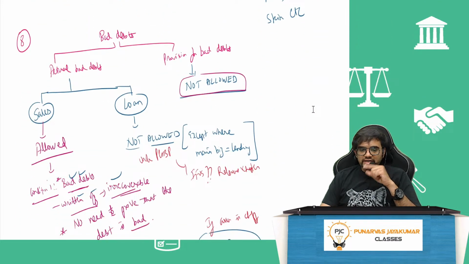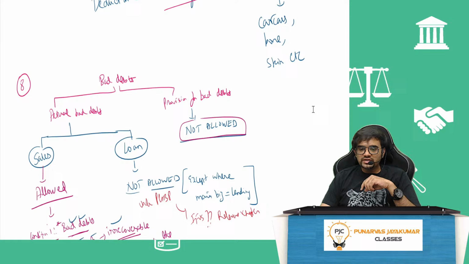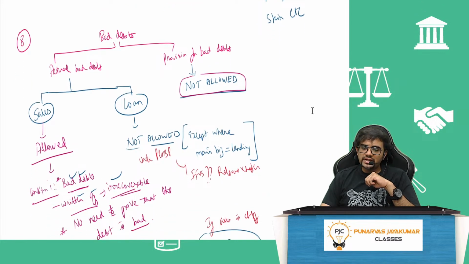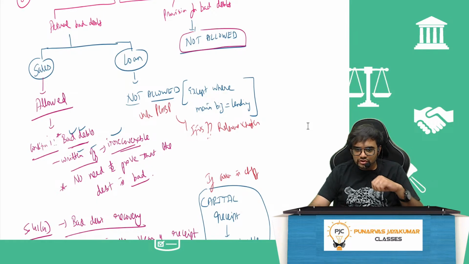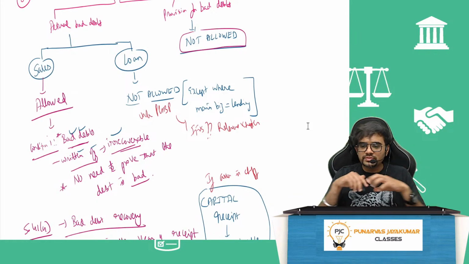Now coming to bad debts. Bad debts are of two types. One is actual bad debts. Second one is provision for bad debts. Provision for bad debts are not at all allowed. Whereas actual bad debts, it can be bad debts due to sales or bad debts because of a loan.